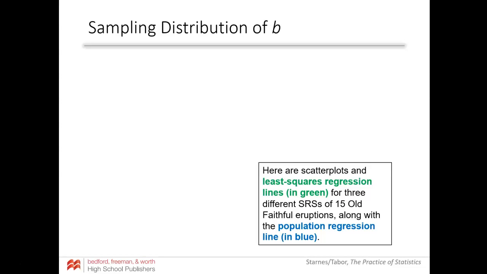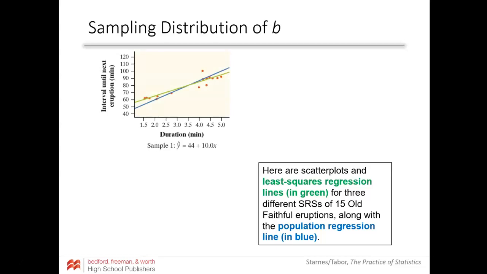So what they have this time is 3 different simple random samples of 15 eruptions plotted against the population. So the population is the blue line, that's the true regression line, and then the sample is given there in the green line, and that's based off of those 15 samples that they took. So obviously not a dead ringer fit, but we know it's an approximation. So the sample line has been calculated for you with a y-intercept of 44 and a slope of 10.